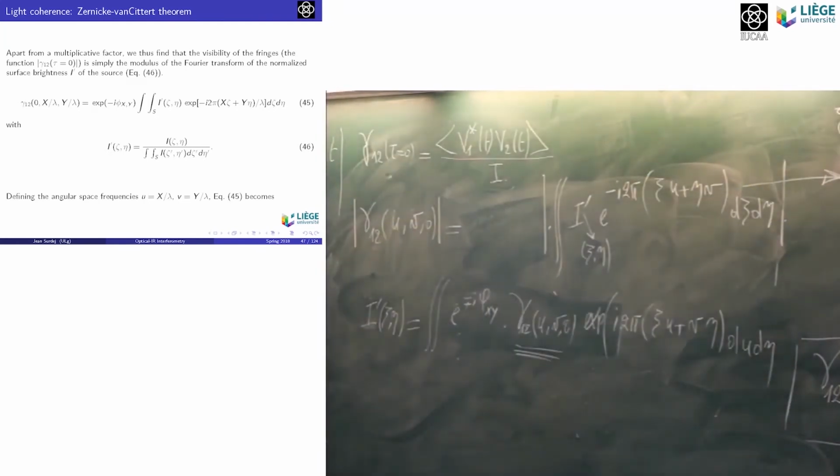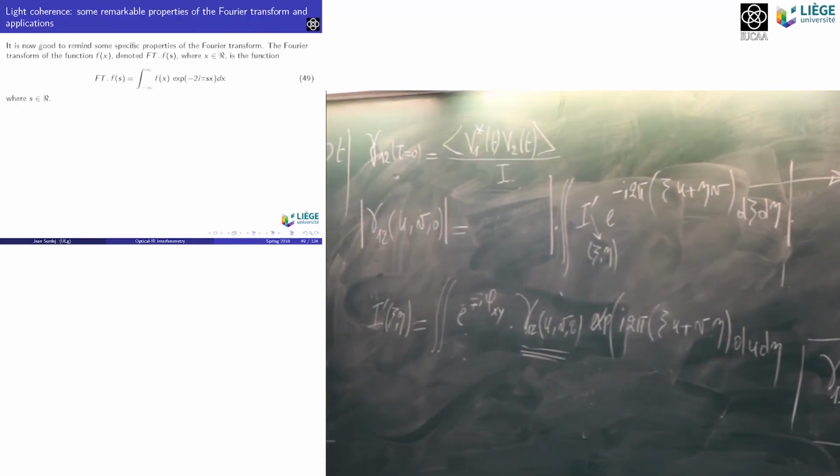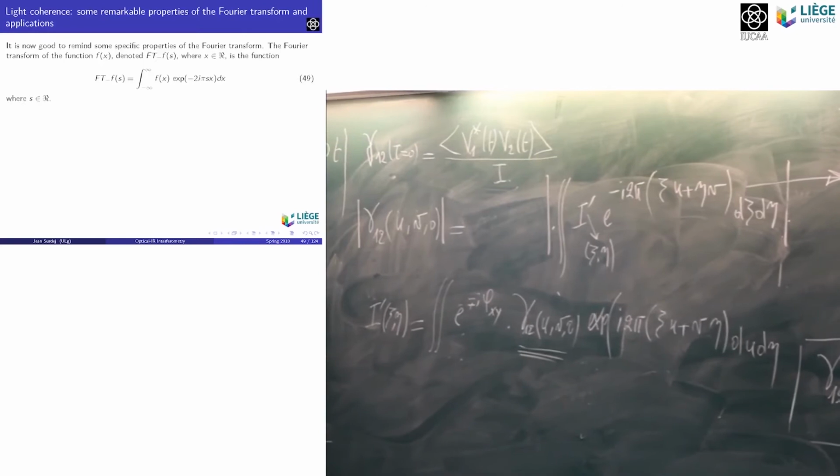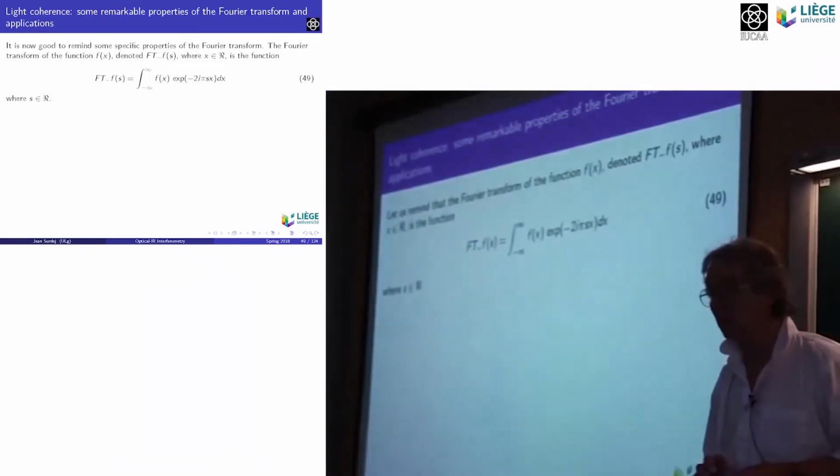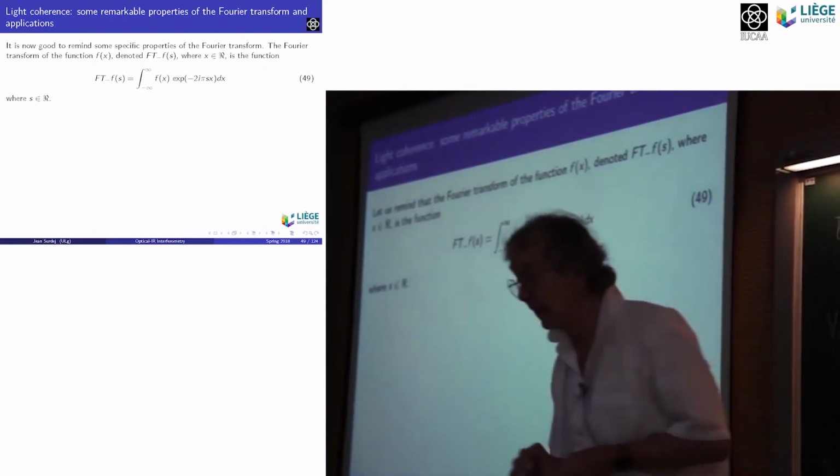Okay, now we still have time to make maybe a few applications. I've said all of that. So, let's first remind some properties of the Fourier transform.